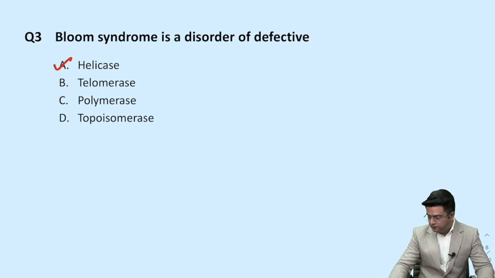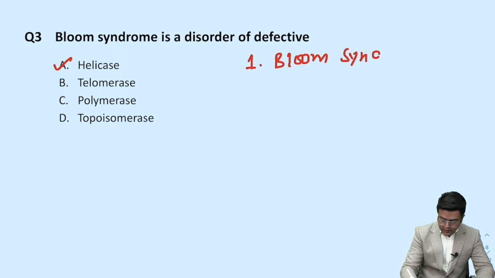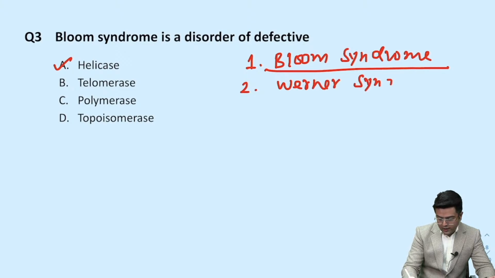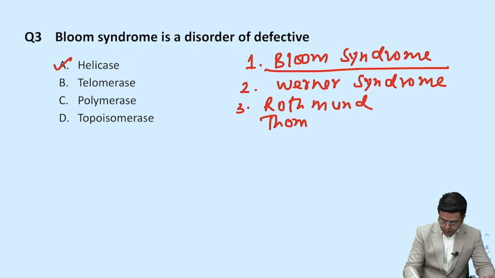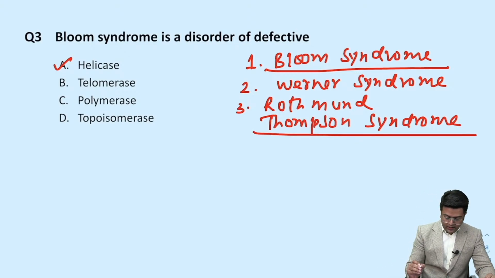So guys, there are three disorders of defective helicase that you should know. First is definitely Bloom syndrome. These are disorders which have genomic instability, increased risk of cancers, and faster or premature aging, right? Second is Werner syndrome, which is also called adult progeria. And the third is Rothmund-Thomson syndrome. Just the names you should know, nothing more than that. Necessary thing.